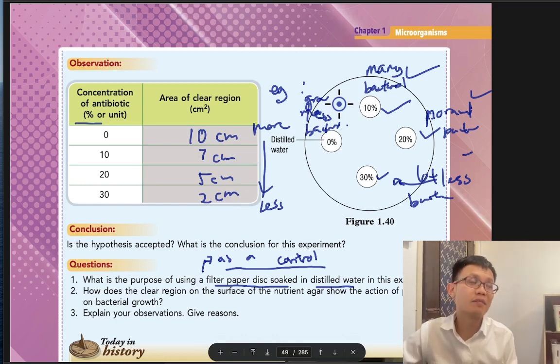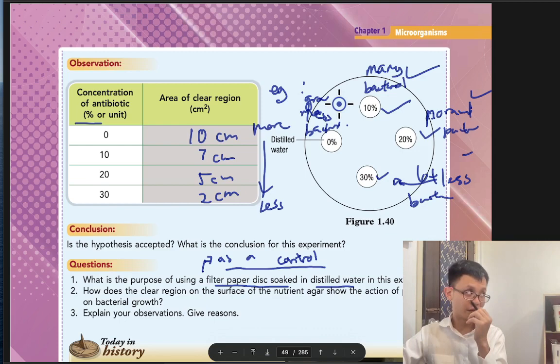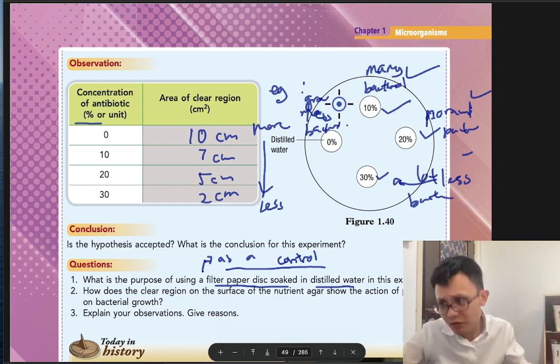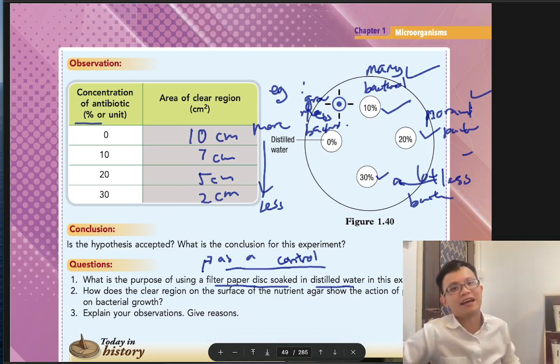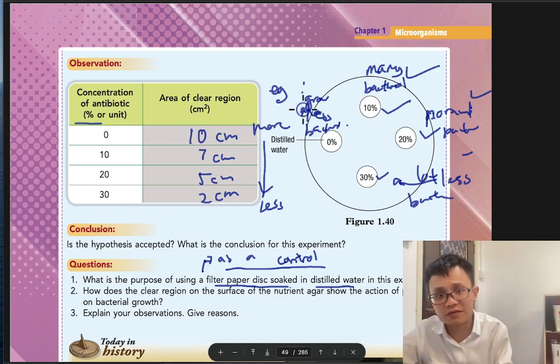Okay, maybe you put it wrongly, or maybe the spoon that you use is dirty, or maybe the nutrient is not in a sterilized way, or maybe many reasons. Maybe your friend wants to kacau you, so he puts bacteria inside and makes your experiment fail. I don't know. So this control variable is very important.